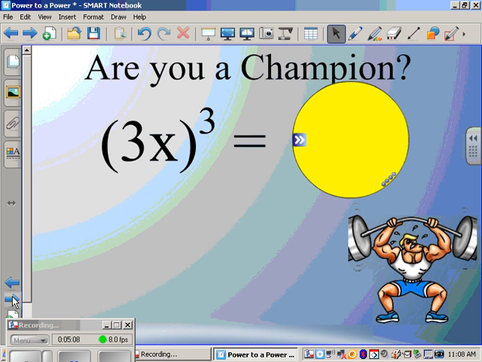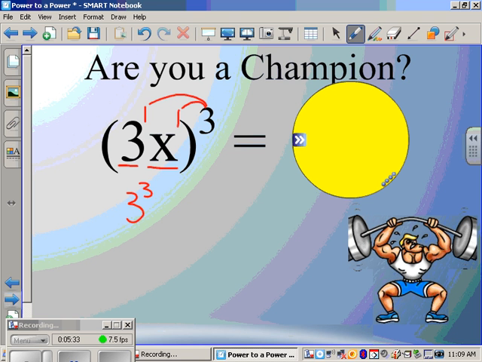Now, this is where it gets confusing, because inside the parentheses in this example, we do not just have one base, we have two. The 3 is a base, and the x is a base, and each base has its own exponent. So I'm going to put a 1 with each of those because they don't currently have an exponent. So the power multiply now will apply to each exponent inside the parentheses.